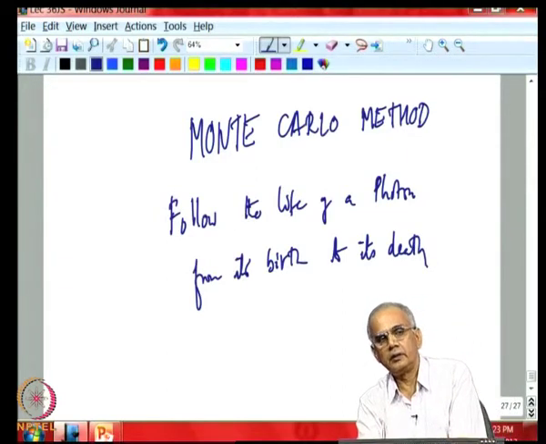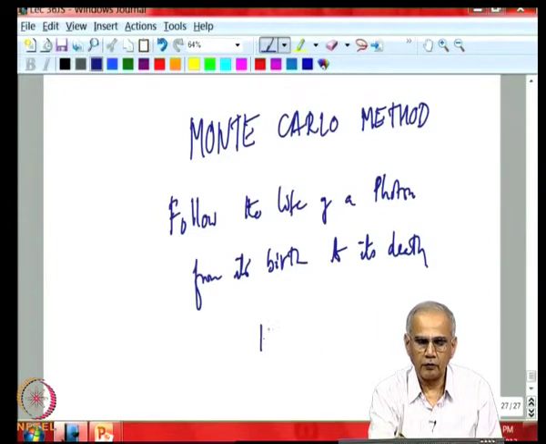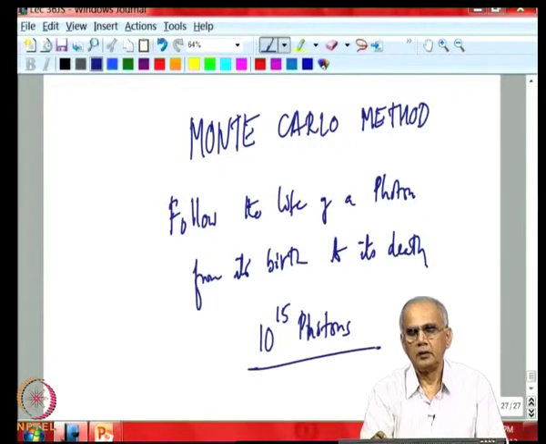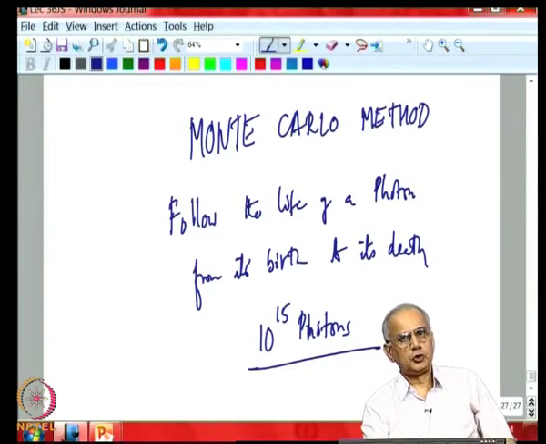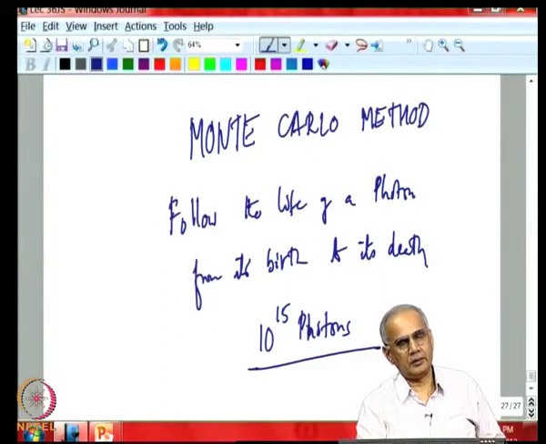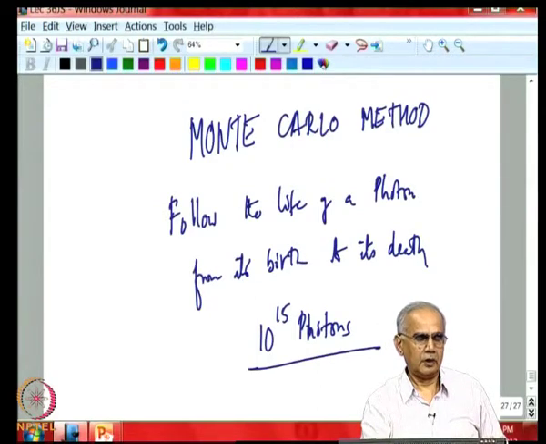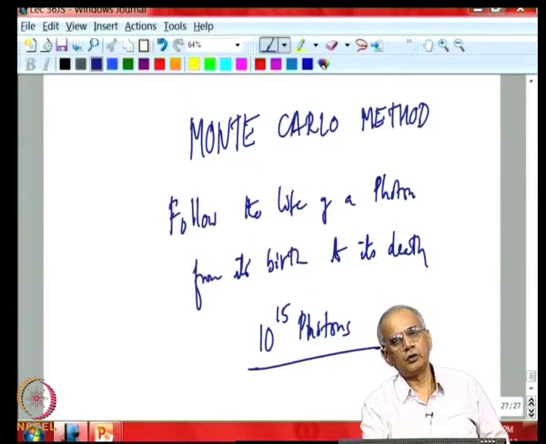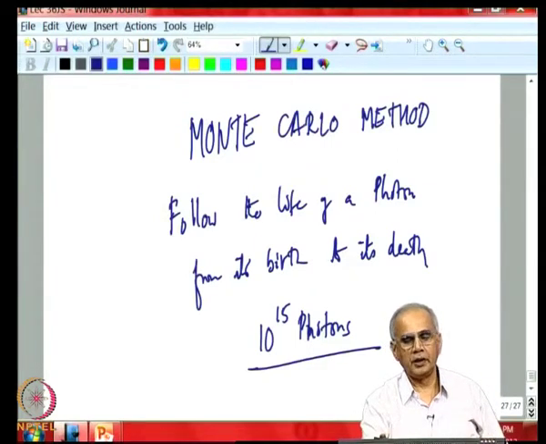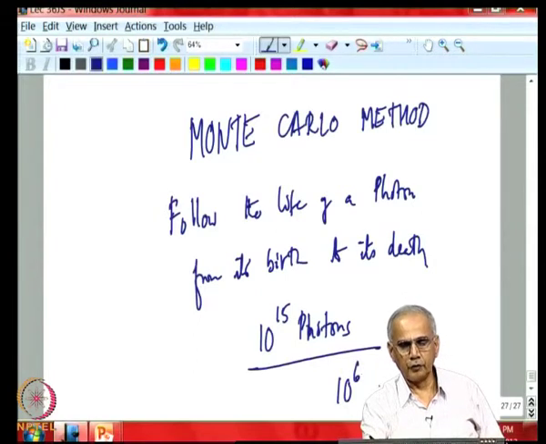Typically the solar radiation arriving on earth may have of the order of 10 to the power 15 photons. That is a large number. So, you would not follow every photon, because even with all the power of computers today and the advantages of parallel computing, you really cannot do a simulation with 10 to the power 15 photons. That would be very tough. Typically people use around 1,000,000 photons or more, depending on the problem complexity.